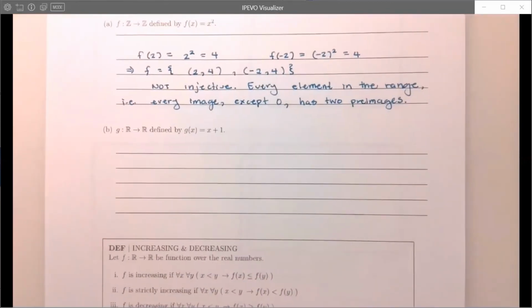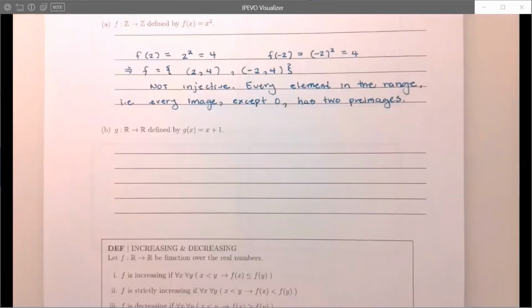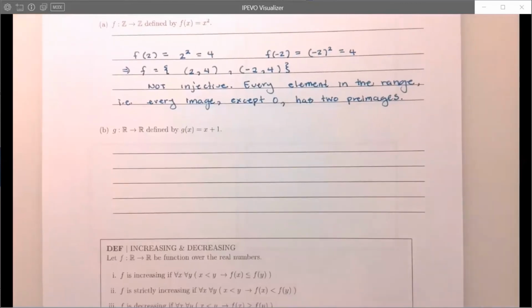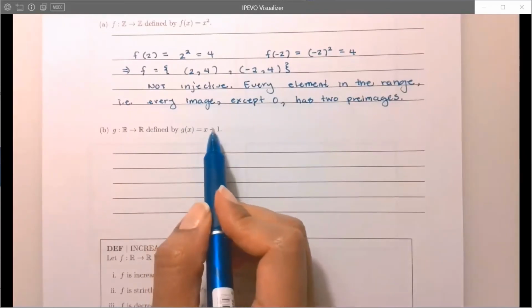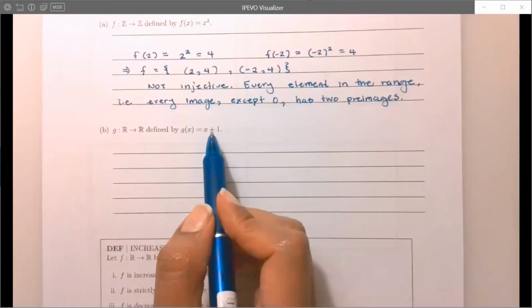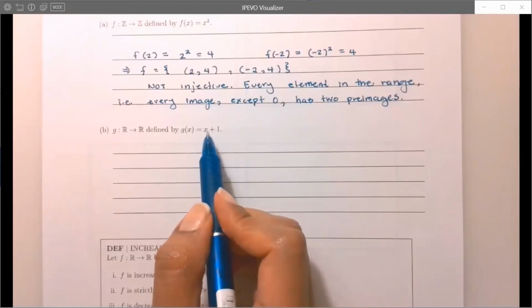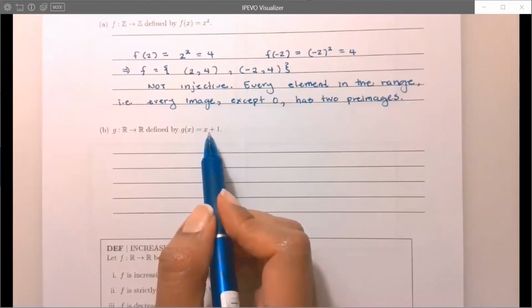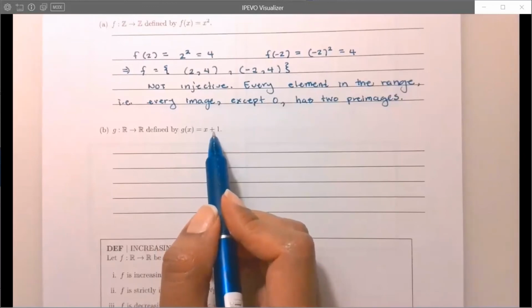What about part B? So in B we have a function g from the set of reals to the set of reals, which is defined by g of x is equal to x plus 1. Okay, so for this one, we might suspect, hey, every number that I input, any real number that I write, the output is one more than the real number that was input. So I'm not ever going to find any image, any real number that is going to correspond to two different numbers if it was the result of adding 1 to those two numbers.